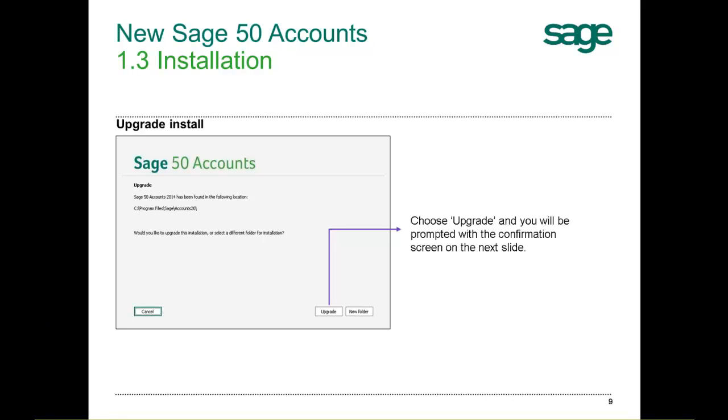So in the last check, it does say, would you like to upgrade this installation or select a different file folder for the install? So if you're happy to overwrite the existing version, then that's fine. You just select upgrade. Or if you want to change the location, which then allows you to have the existing version and the new version on your PC, then select the new folder option.